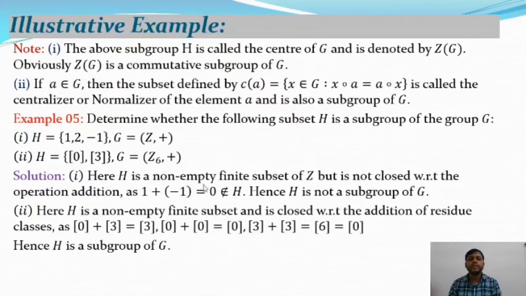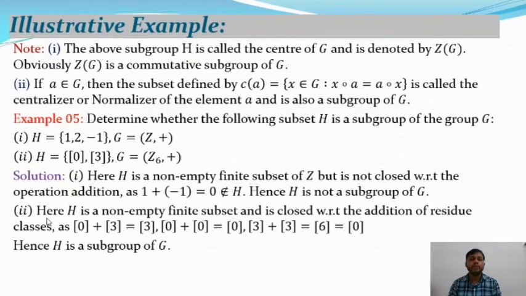So here H is a non-empty finite subset of Z, but it is not closed with respect to the operation addition. As 1 and -1 both elements lie in H, but 1 plus -1, where plus is the operation, is equal to 0, and 0 does not belong to H. So hence H is not a subgroup of G.